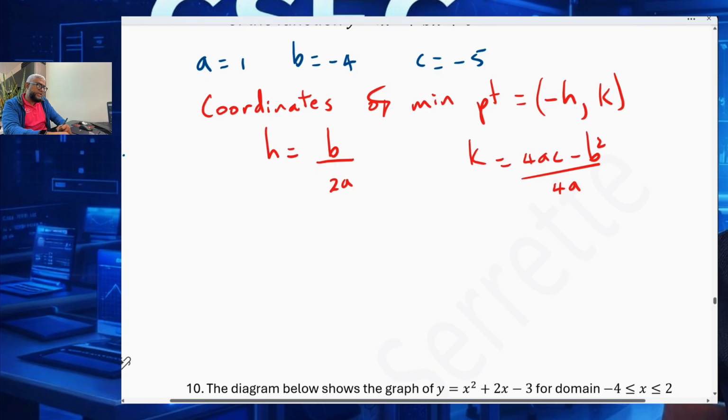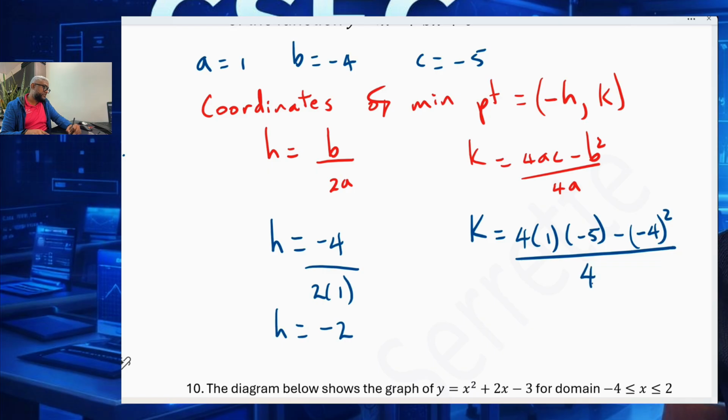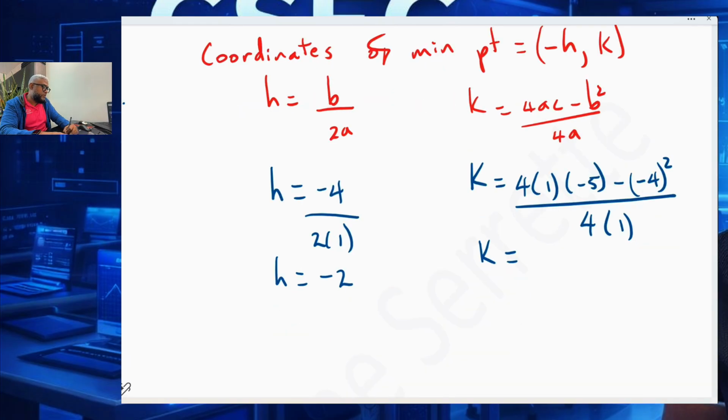So h would be equal to negative b over 2a, which is negative negative 4 over 2 by 1, which gives me h equal to negative 2. K would be equal to 4ac minus b squared, all over 4a: 4 by 1 by negative 5 minus negative 4 squared, all over 4 by a, which is 1. When we work out the numerator, what do we get? Negative 36. The numerator divided by 4, k would be equal to negative 9, right?